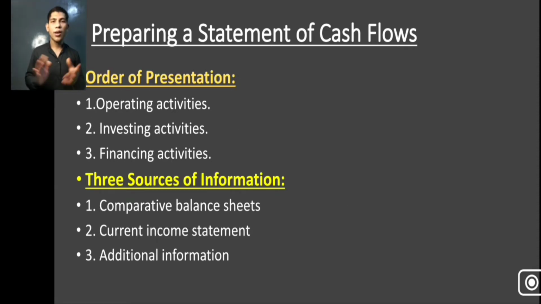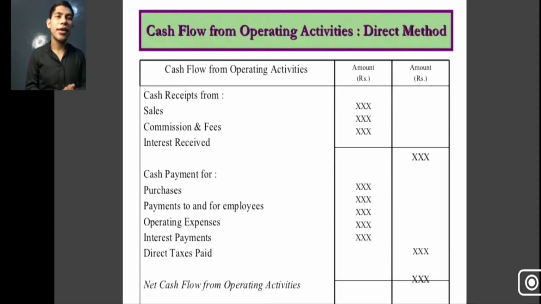In preparing the statement of cash flow, the order of presentation has three types: operating activity, investing activity, and financing activity. The sources of information are also of three types: the comparative balance sheets, the current income statement, and additional information. This is the structure of the cash flow operating activity under the direct method.